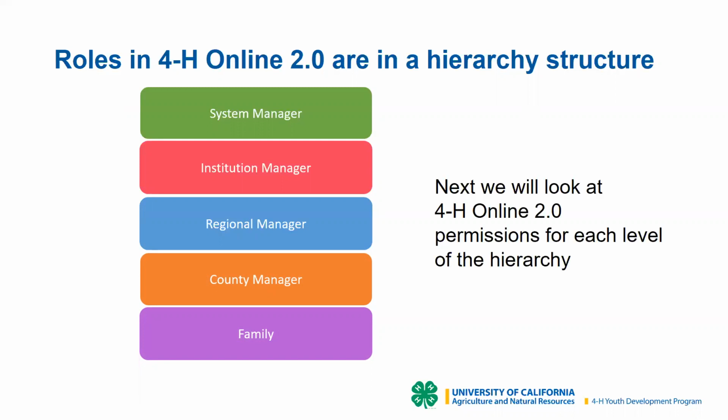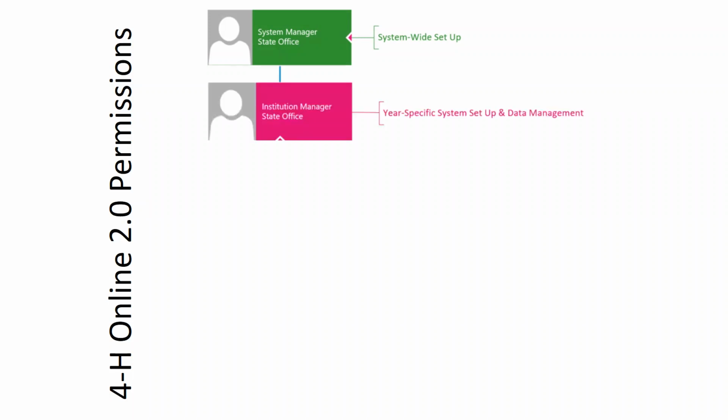Next, we'll look at 4-H Online 2.0 permissions for each level of the hierarchy. 4-H Online 2.0 has permissions associated with each role in the hierarchy. First, we have the system manager, the role responsible for setting up the system and primary support contact for the institution. This would be my 4-H data systems analyst position. Next, we have the institution manager. This role has access to all of the records in the system and is responsible for certain setup responsibilities, like setting up state-level groups. As previously mentioned, this role will be the 4-H state office staff.